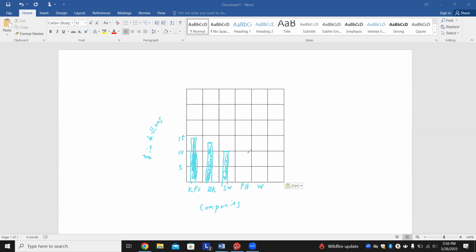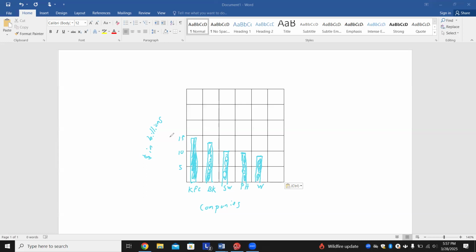Pizza Hut comes at 9.3. And then Wendy's is at 8.7. So this is 9.3, 8.7. This would be 7.5, about 8.7, probably about right there, give or take. All right, there you go. So that is a pair 2 graph.